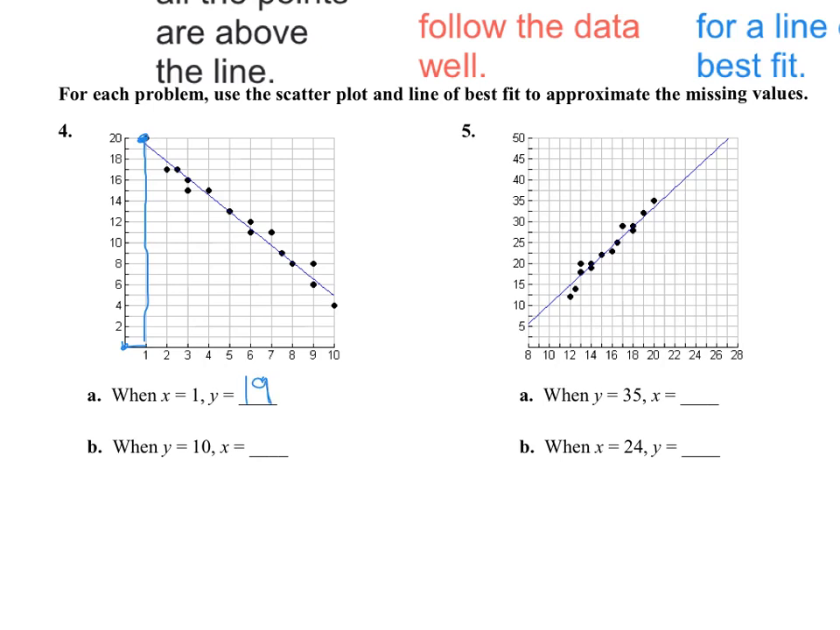For part B, it says when y is 10, what's the value for x? So along my y-axis, I'm going to go all the way up to number 10, right there. I'm going to go over straight to the right. So what's the value going to be there? It's going to be about 7.